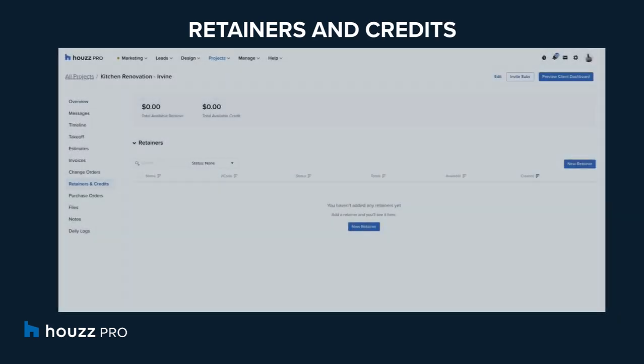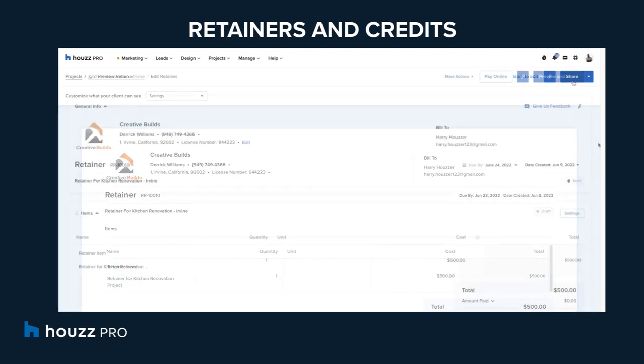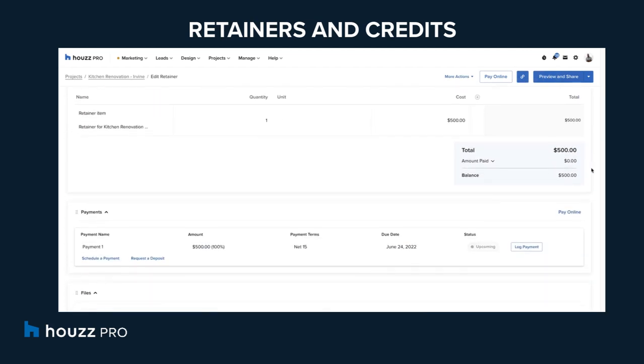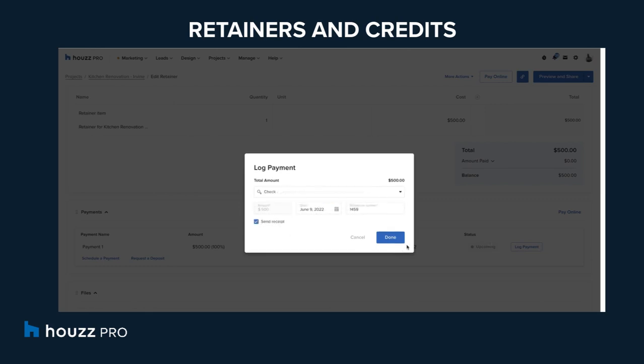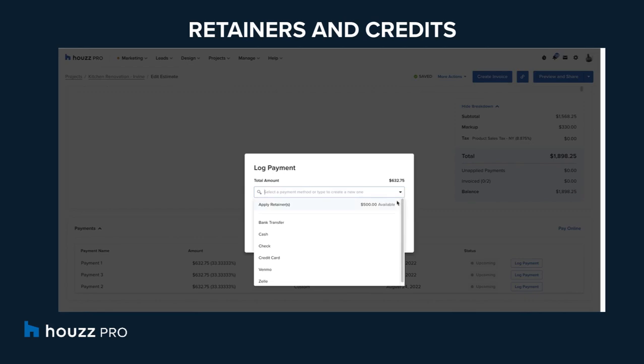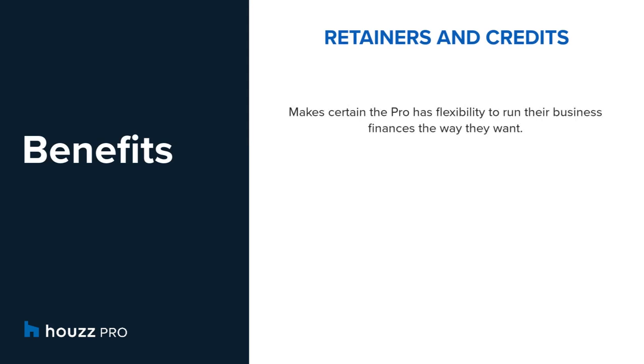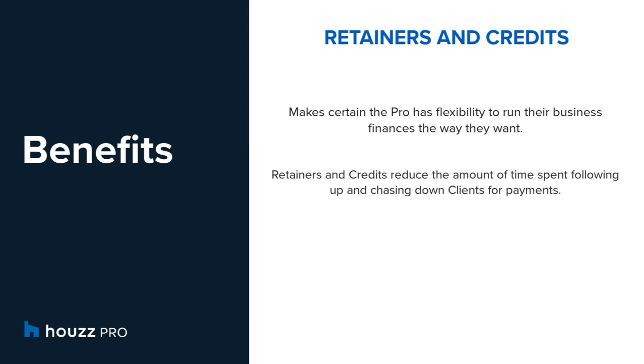If the pro's business works on retainer, Houzz Pro makes it easy to collect payment upfront and then apply the retainer as work is done. Houzz Pro also makes it simple to track credits that their client can use towards their project or by issuing a refund. If the pro's retainer only covers part of the cost on the estimate, the balance can be set up as a series of scheduled payments, and it's easy to invoice as they go. Retainers and credits ensure pros the flexibility to run their business finances the way they want and reduce the amount of time spent following up and chasing down clients for payment.